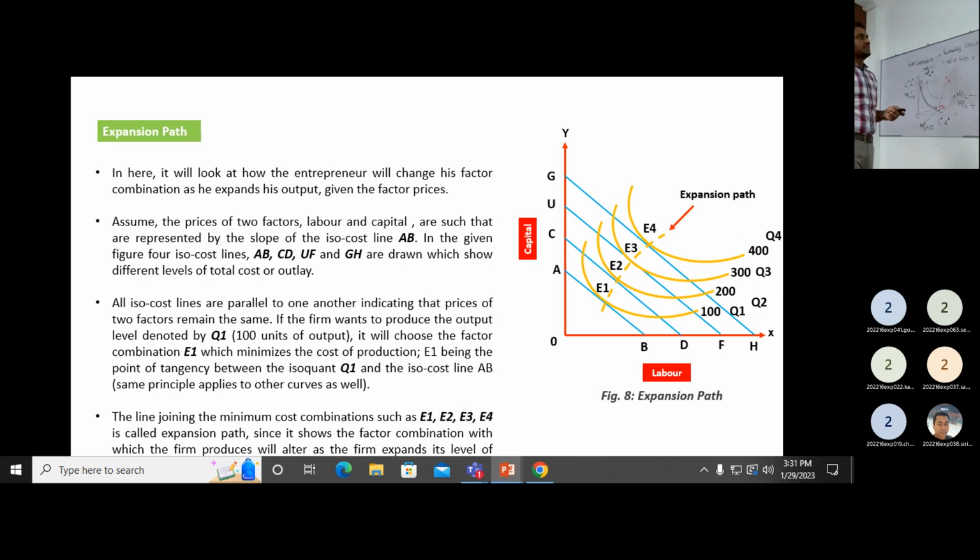So accordingly, E1 is the point of tangency between the isoquant Q1 and the isocost line AB. The line joining the minimum cost combinations, such as E1, E2, E3, and E4, is called the expansion path, since it shows how the factor combination with which the firm produces will alter as the firm expands its level of output. Clear? In a very simple way, here you have your isoquant curves and isocost curves, and there are points where these two are tangent. If we draw a line by connecting all these points, we call it the expansion path. Why do we call it the expansion path? Because to produce the given level of output with the given budget, that's the minimum cost that you have to incur. Clear? That's the very simple analysis of this.